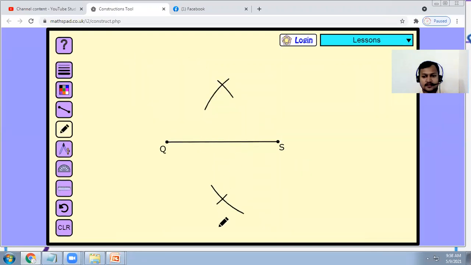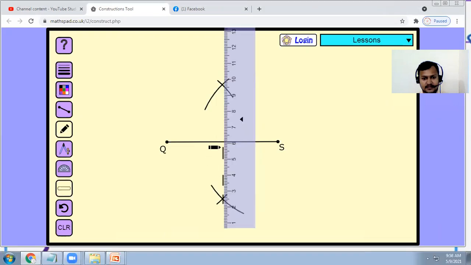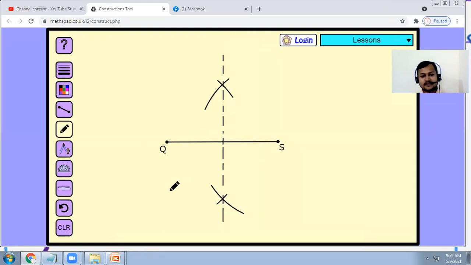Now remove this compass and draw a line segment. Let me draw it from here. Actually we need a dotted line, so let us use the scale. Draw this dotted line. This gives us the perpendicular bisector of QS, and perpendicular means it gives us an angle of 90 degrees to QS. So a 90 degree angle to QS is formed, and this is the bisector of QS also.